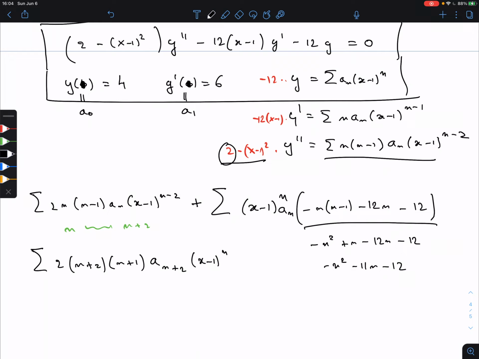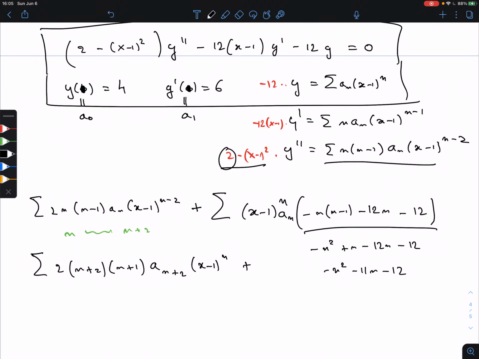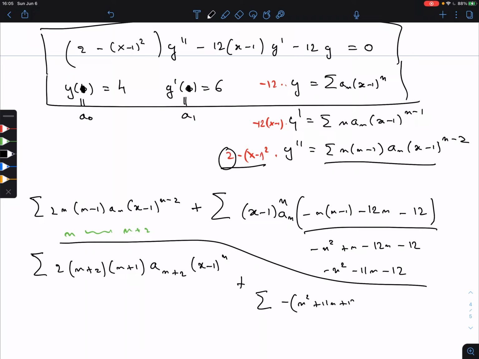And so what we have is, everything is now in powers of x minus 1 after this shift. So we have this plus this guy, right? Plus, let me write this one up. Plus, and then we had this summation, this coefficient, that is n squared plus 11n plus 12, I bring the minus sign out, an x minus 1 to the power n. And this has to be equal to 0 because it's a homogeneous equation.